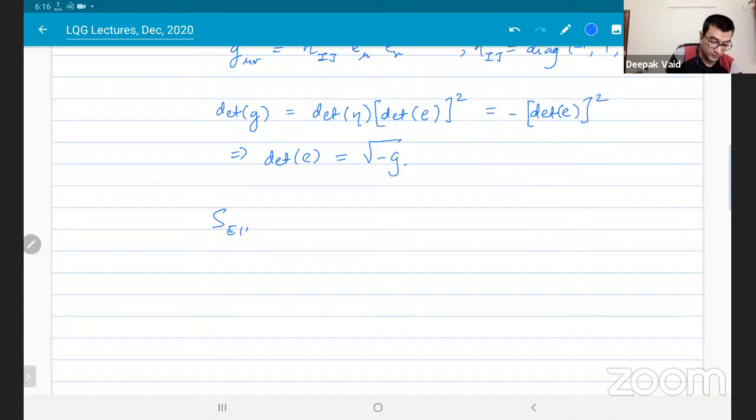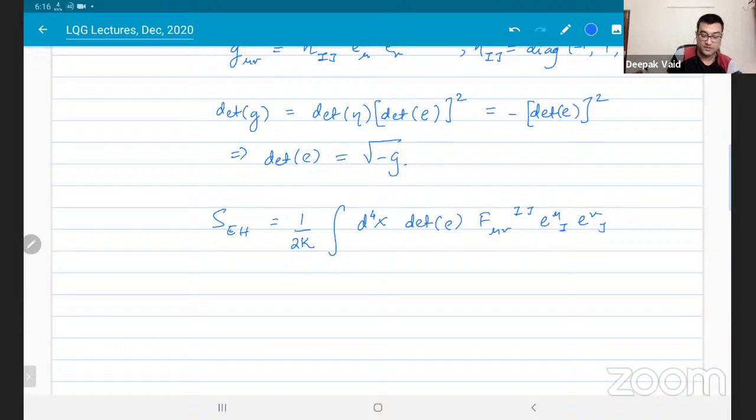So if I want to put this in the Einstein-Hilbert action, now I can write this as kappa d4 x. So root minus G becomes det E, and then I have f nu j. And so now this is expressed purely in terms of the tetrad and the connection. Okay. So are there any questions at this point?